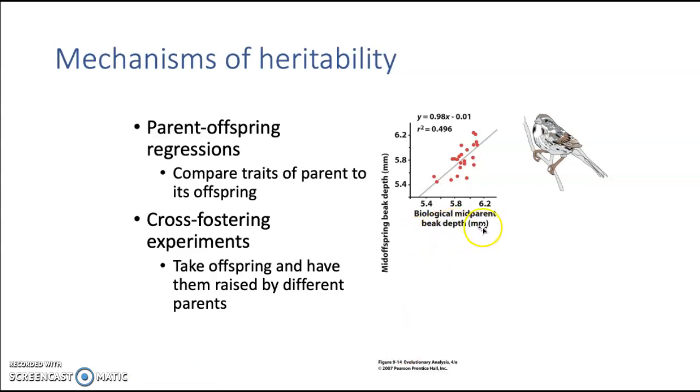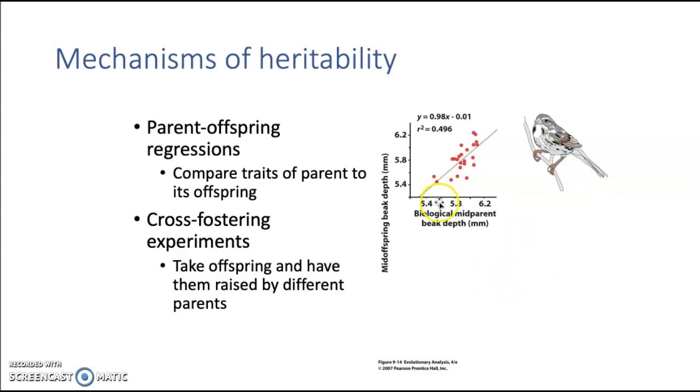the biological midpoint and beak depth. Beak depth from top to bottom is a measure of beak size in birds, and so they looked at the average value of the parents and compared that to the offspring beak depth. And what they find is that this lines up pretty closely. R squared is about 0.496, so about 49% of the variation in this trait is due to genetic differences. The rest of it is due to other sets of factors.